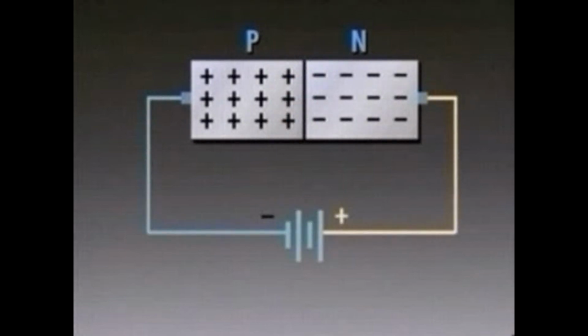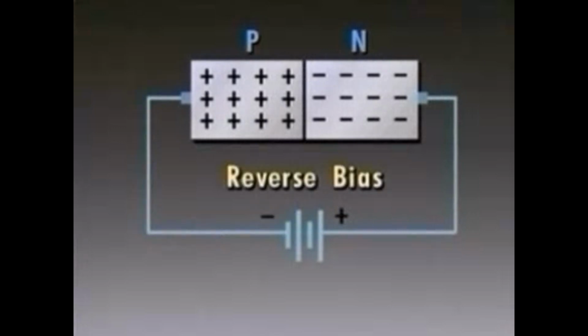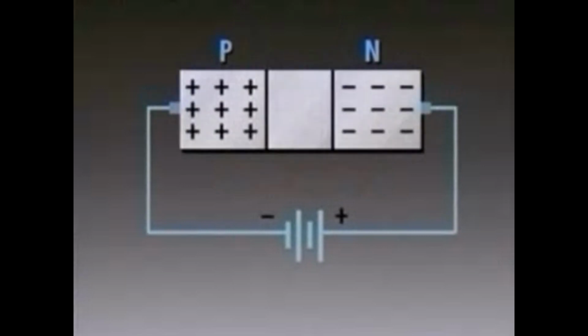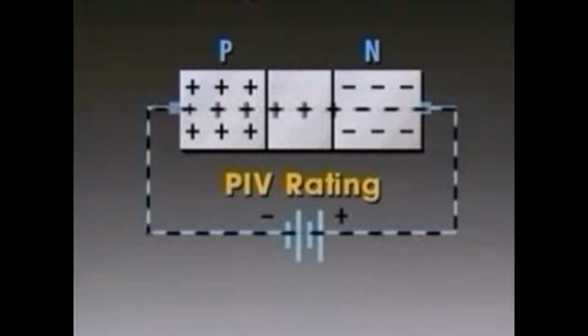In this example, the positive terminal of a battery is connected to the N material, and the negative terminal is connected to the P material. This is known as reverse bias. With reverse bias, no significant current will flow. Reverse bias widens the depletion region, so there is high resistance to current flow. However, even with reverse bias, there is an insignificant amount of current called leakage in most applications.